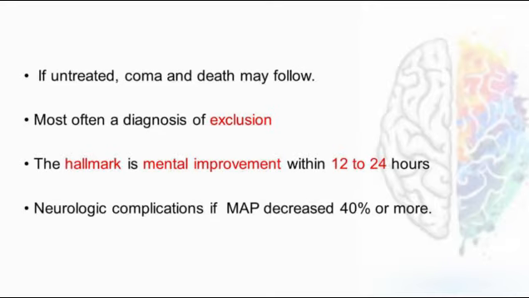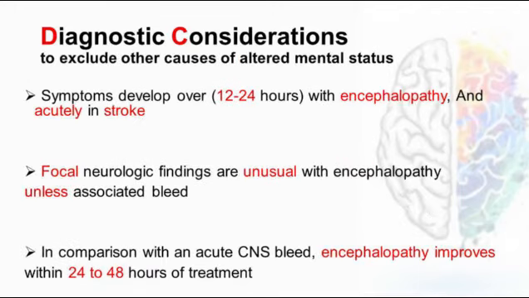The hallmark is mental improvement within 12 to 24 hours. So if the patient improved within 12 to 24 hours, this raises the suspicion that the patient had hypertensive encephalopathy. Neurological complications happen if the MAP is decreased by more than 40%. We agreed the MAP should be decreased by 15% only. If decreased more than that, more complications will happen. So there are diagnostic considerations to exclude other causes of altered mental status.